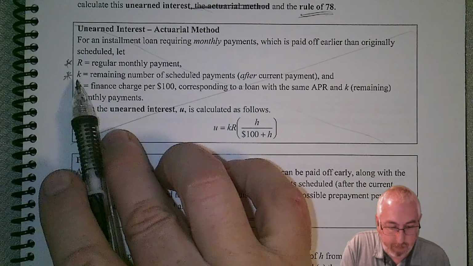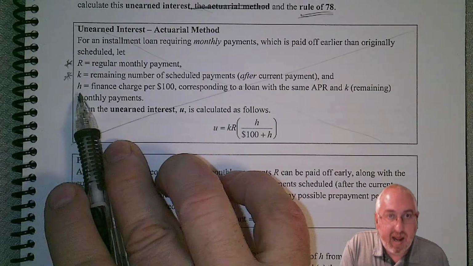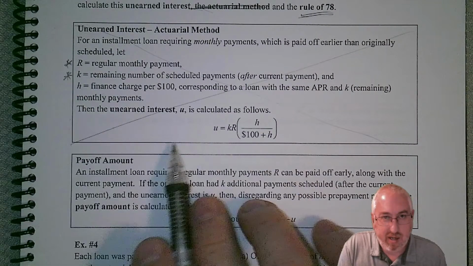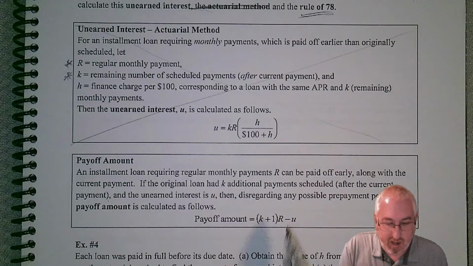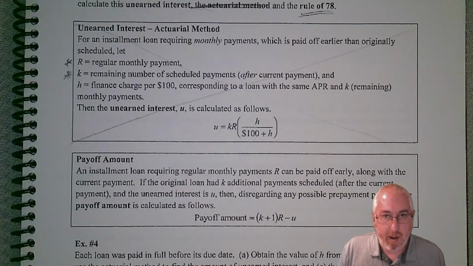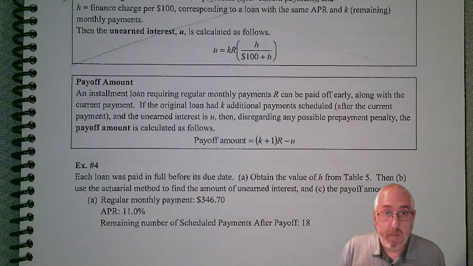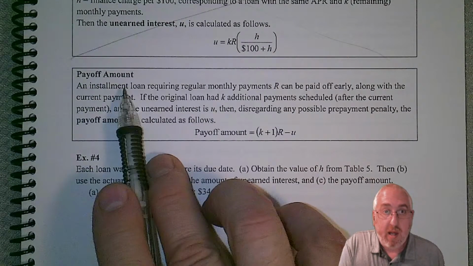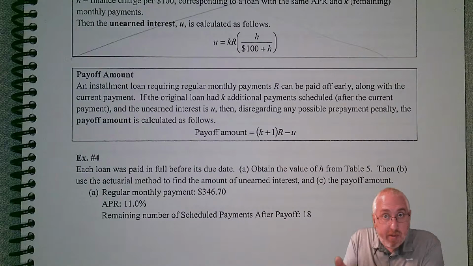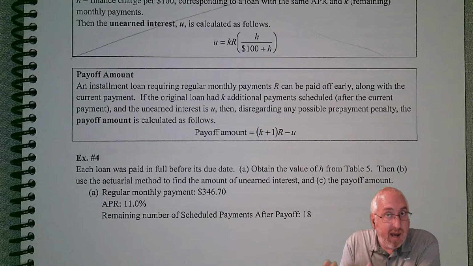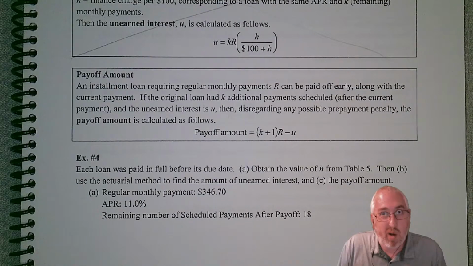Very important. H, we said before, has to do with the APR and stuff like that, so we're not going to need to know about that. Again, very interesting formula, but we're going to skip it. Now, we are going to do payoff amounts though. A payoff amount is exactly what it means. Again, you come into that influx of money. How much would you have to pay off that loan so you don't have to pay those 12 payments?